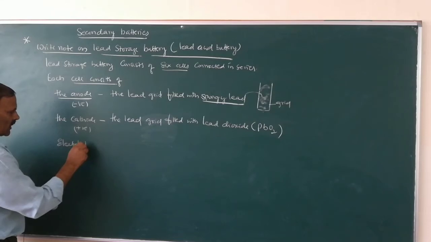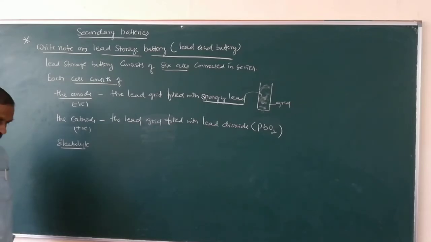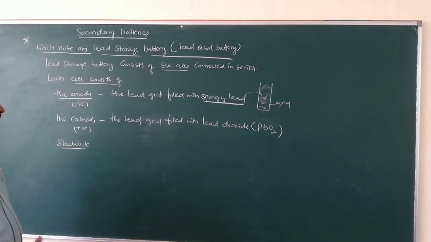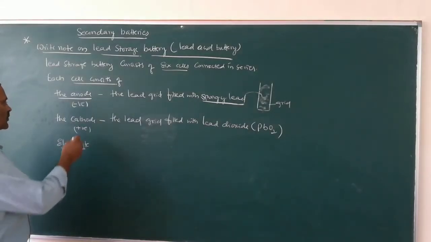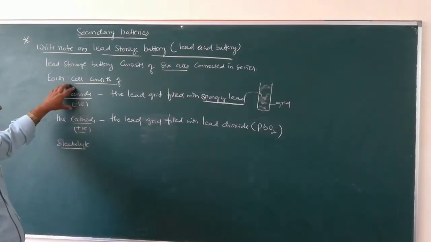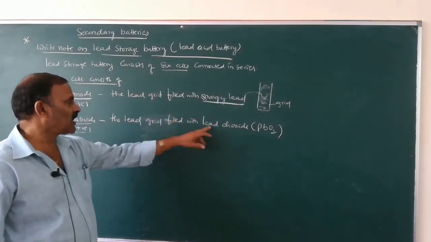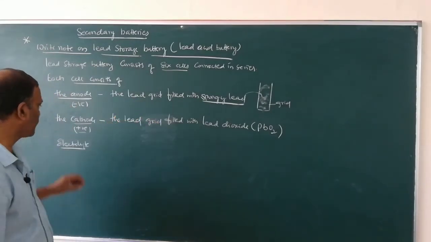You know, in your UPS or inverter there is a big battery which is heavy. So that is a lead storage battery. You might have observed these lead storage batteries in your motor vehicles like cars, motorbikes, buses, etc., and also in your homes, UPS batteries, etc., which are very heavy. Here the anode is the spongy lead and cathode is the lead dioxide, which are filled in lead grids.